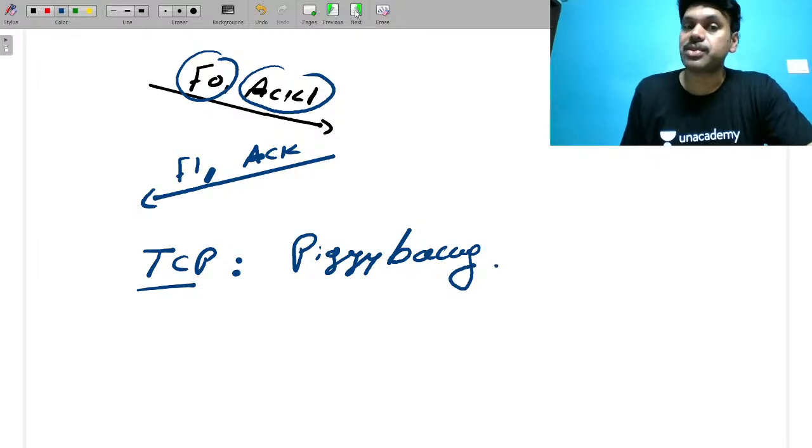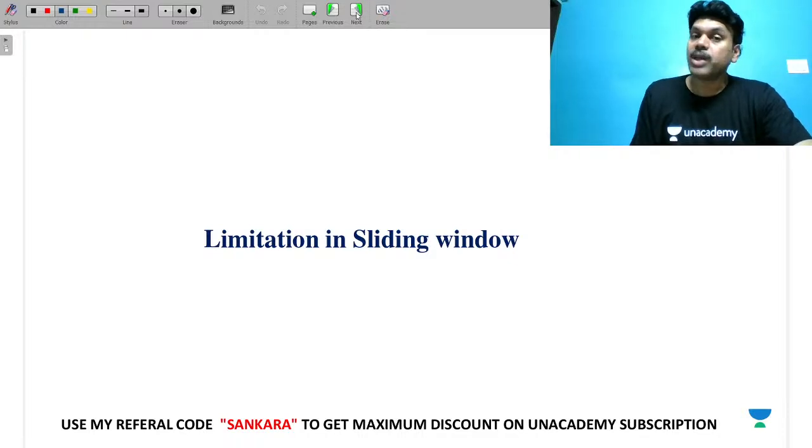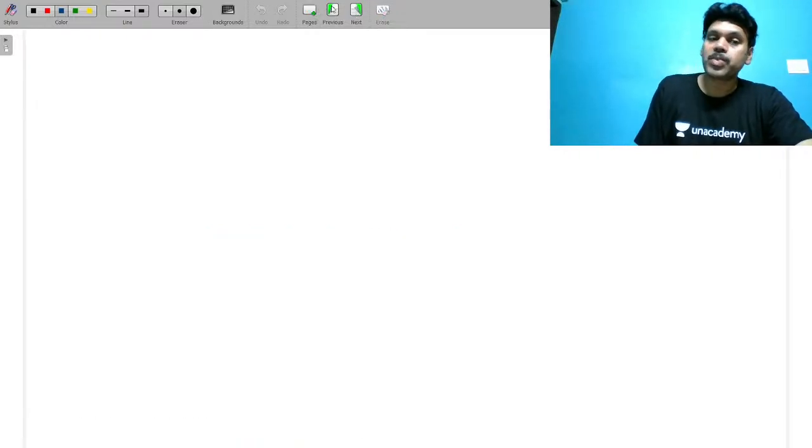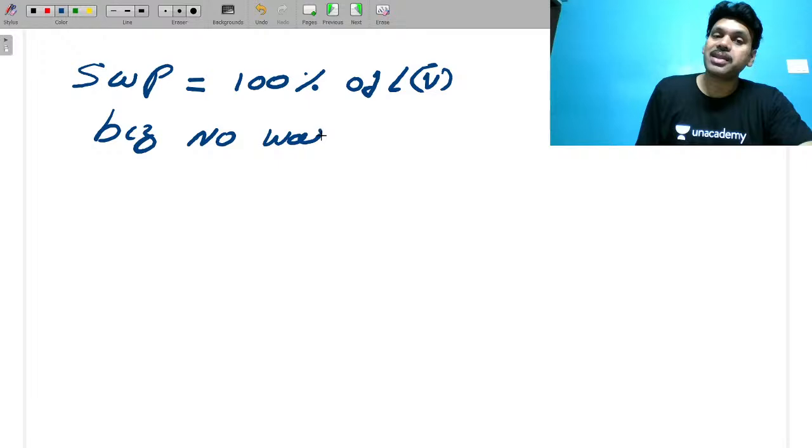So my dear friends, now I will start a limitation of this. What is the limitation of sliding window? Please observe. Sliding window, I said that it is going to give you 100% efficiency because there is no waiting time at the sender side. No waiting time at the sender side.